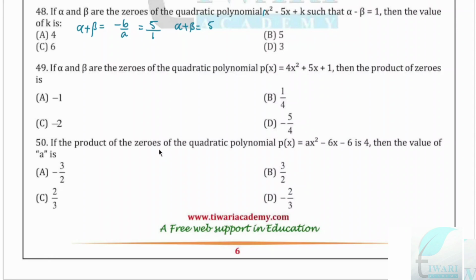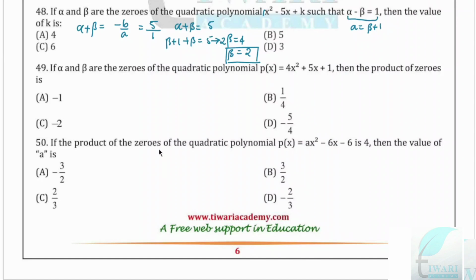Now from this equation, alpha can be written as beta plus 1. So here in place of alpha, I'll write beta plus 1 plus beta equals 5. So 2 beta equals 4, beta equals 2. We got the value of beta.